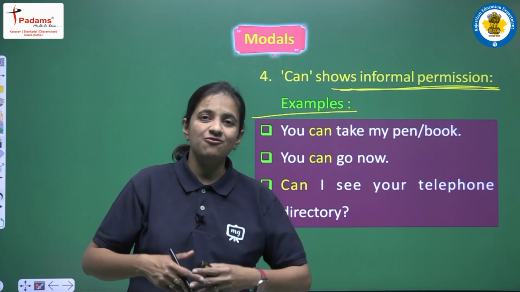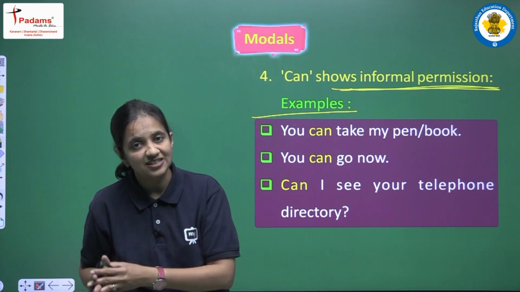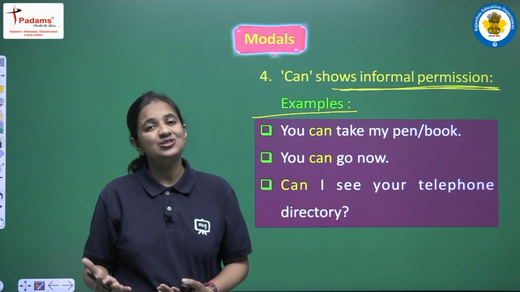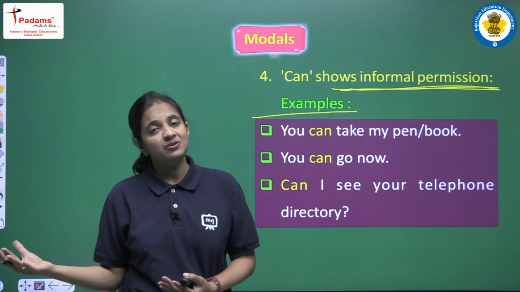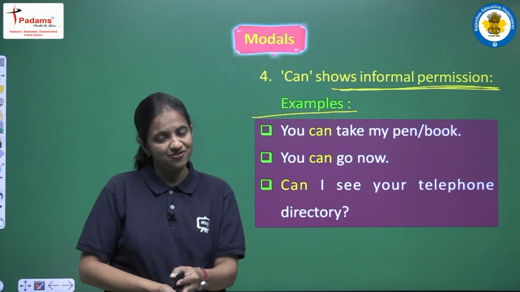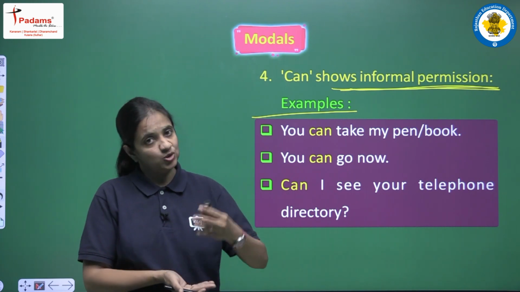But if you are talking very informally, then you can use this word can. Because can is used only for informal permission, it cannot be used in formal permission. For formal permission we have to use may only. So this is the difference, and don't get confused at all. For informal permission we can use can.